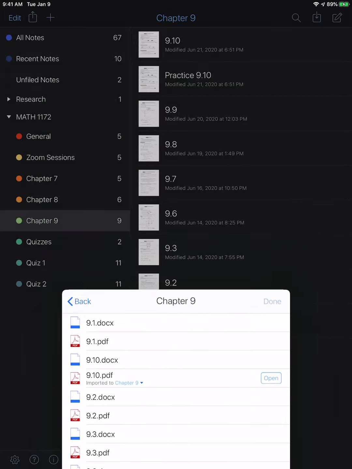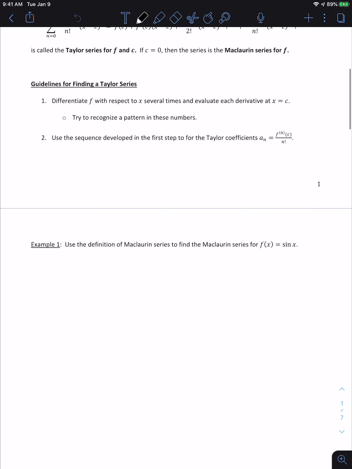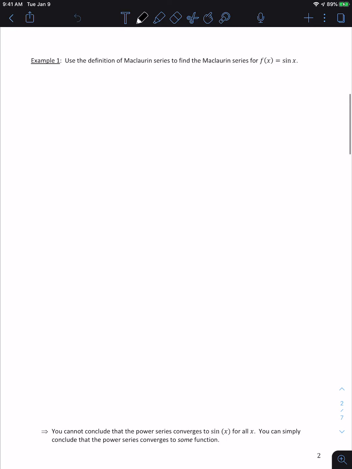There we go. Okay, so use the definition of Maclaurin series to find the Maclaurin series for f of x equals sine x. So again, the Maclaurin series we know in general is going to look like the sum from n equals 0 of f to the n at 0 over n factorial x to the n, because we're centered at 0. So in order to figure out a formula for this, we need to look at the first few derivatives, right? And we need to look at the function with 0 plugged into it, right?